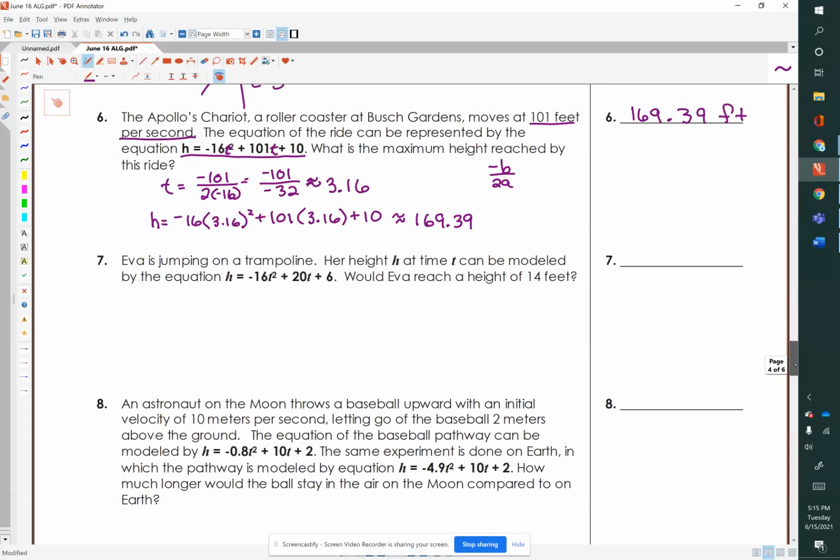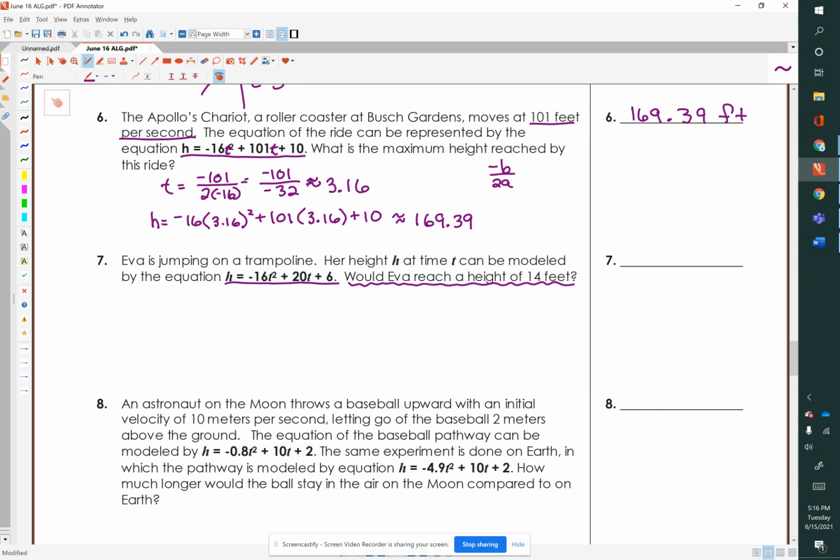And we're on to number 7. And number 7 is about Eva, who's jumping on a trampoline. Her height, h, at time t can be modeled by the equation h equals negative 16t squared plus 20t plus 6. The question is interesting. Would Eva reach a height of 14 feet? So when we evaluate, we need to have an answer of 14 or greater because it's would she. So it's going to be yes or no. And we could probably give some additional data.